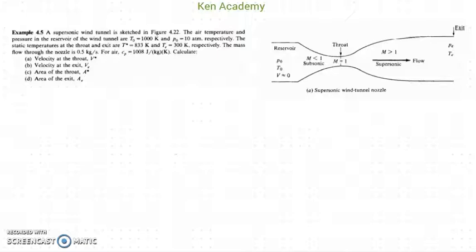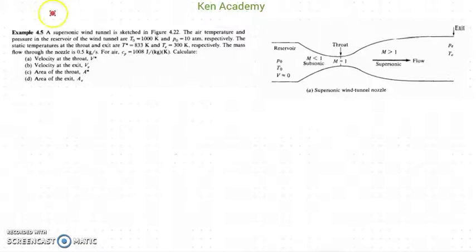This problem wants you to calculate the velocity at the throat section of the wind tunnel, the velocity at the exit, and the area of the throat and the area of the exit. So before we go diving right into the problem, let us try to have a brief background about our supersonic wind tunnel.